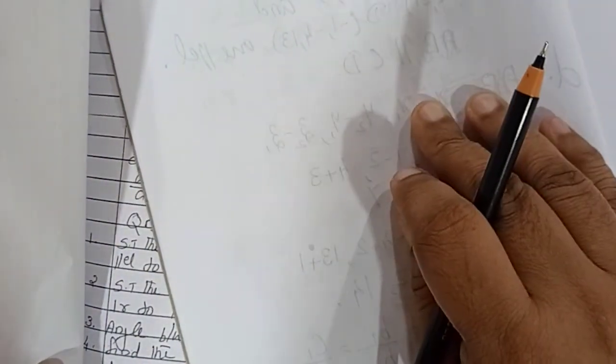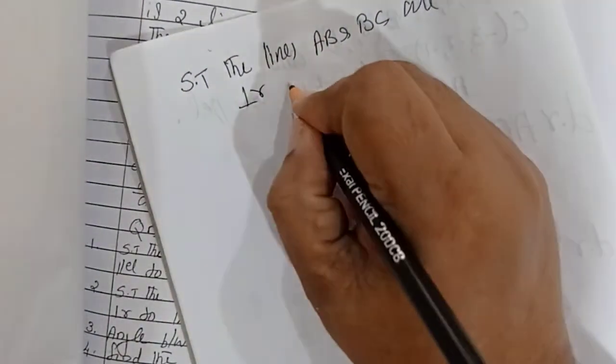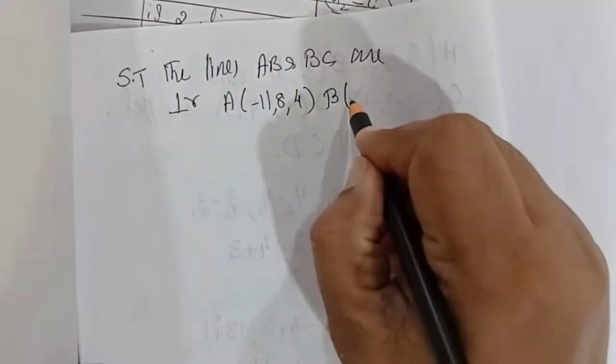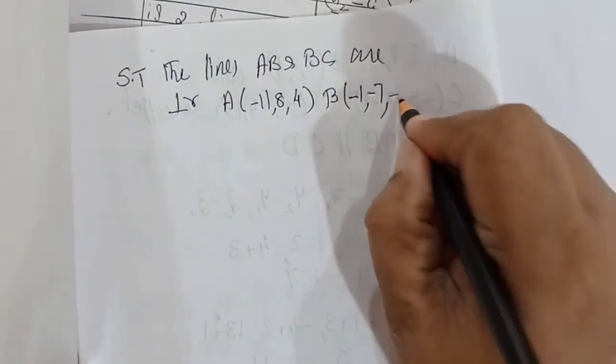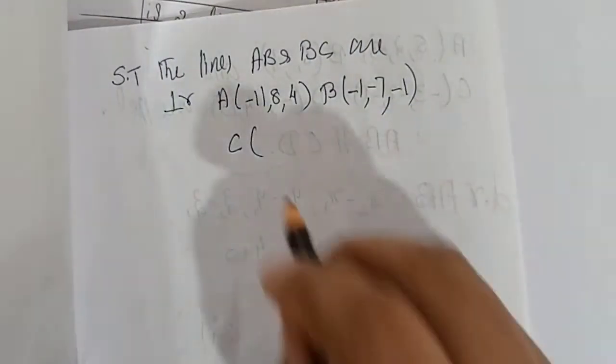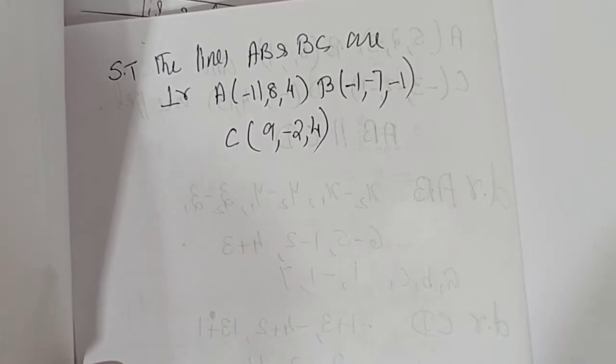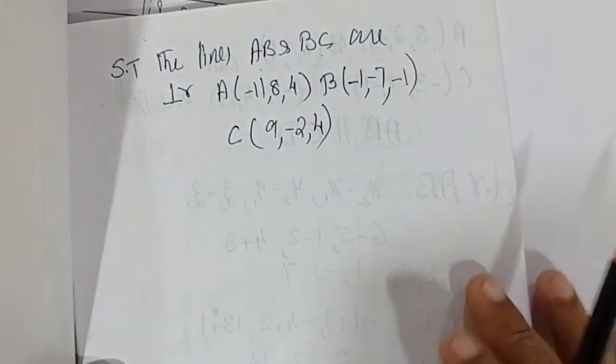Then write the next question. Show that the lines AB and BC are perpendicular to each other, where A is the point minus 11, 8, 4. B is the point minus 1, minus 7 and minus 1. And the last point C is given 9, minus 2, 4. 3 points given. Our aim is to show that AB and BC are perpendicular.